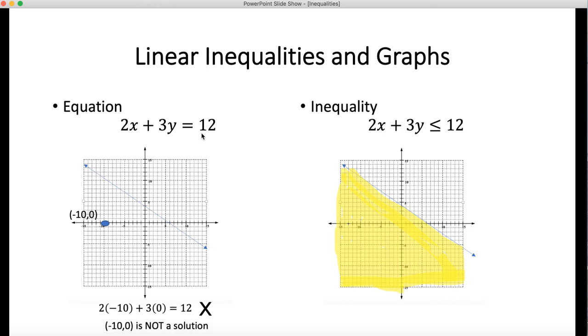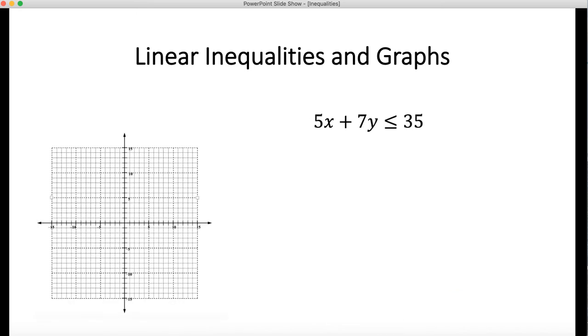But let's look at that point over here on the right. That point, negative 10, 0. Let's plug it into the inequality. Well, 2 times negative 10 is negative 20, and negative 20 plus 0 is less than 12. It does work in the inequality. So negative 10, 0 is a solution. And we can see that from the graph because it's in the yellow shaded area.